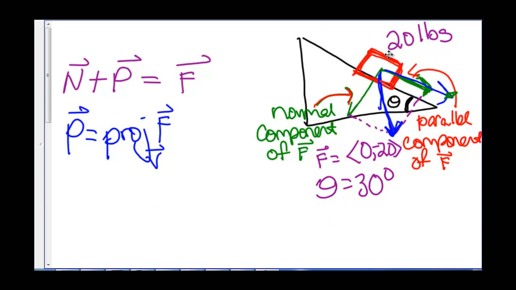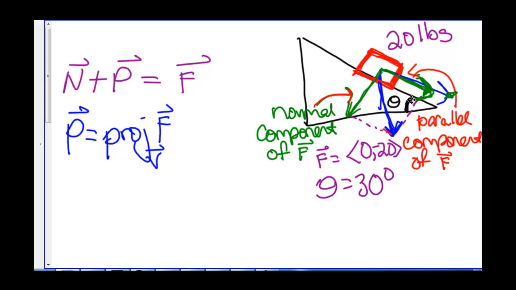When we have an object, this red box, sitting on a plane, the black triangle, its force is its weight pushing downward, this blue vector here, and let's say this box weighs 20 pounds. So the force vector is 0, negative 20. We are interested in the parallel component of F, which is the component going down the incline, which indicates how likely the box is to slide down, and also the normal component of F, which is how likely the box is to stick to the plane.